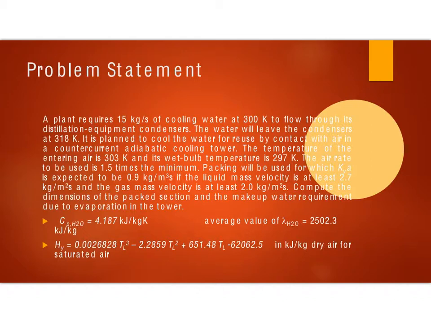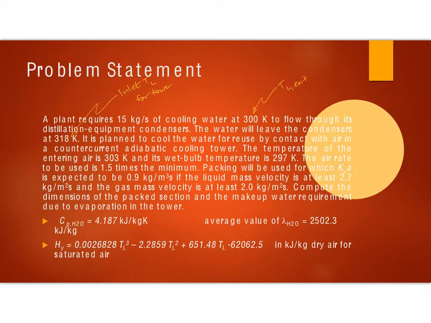So let's just comment really quickly on this. That means that this is the exit temperature for our cooling tower, and this is our inlet temperature for our cooling tower. Okay, so keep those things in mind. Now the temperature of the entering air is 303 Kelvin and the wet bulb temperature is 297 Kelvin. The air rate to be used is 1.5 times the minimum.